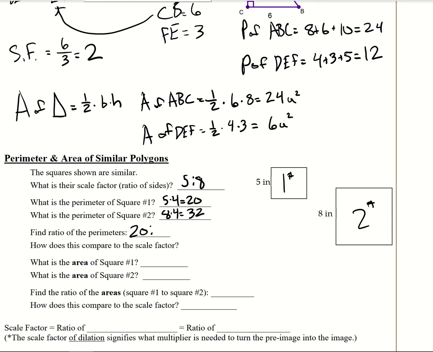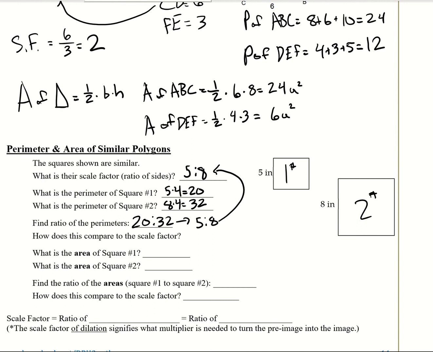So 20 to 32, that simplifies down to 5 to 8. 4 goes into both of those. 4 goes into 20 5 times, and it goes into 32 8 times. The reason why I was able to recognize that I made a mistake was because the scale factor and the ratio of perimeters are supposed to be the same thing. So notice that they're both 5 to 8. If we put them the other way, it'd be 8 to 5. Doesn't really matter.